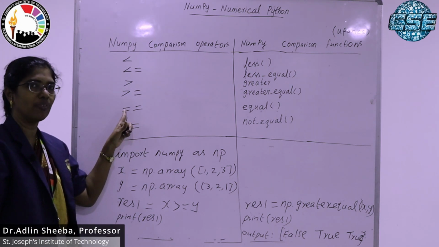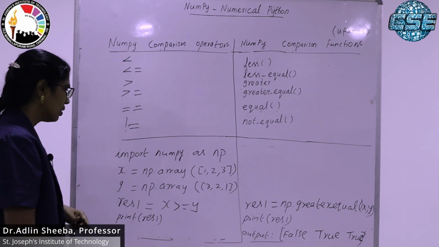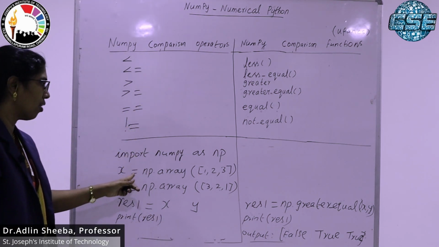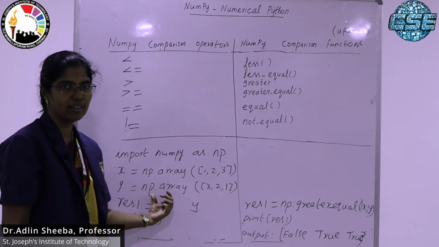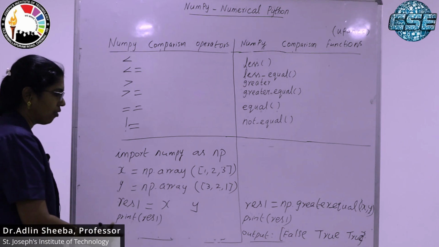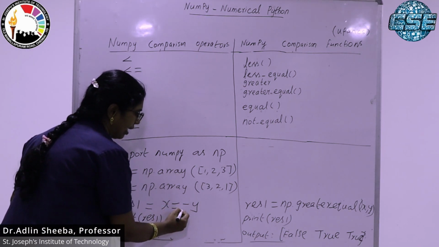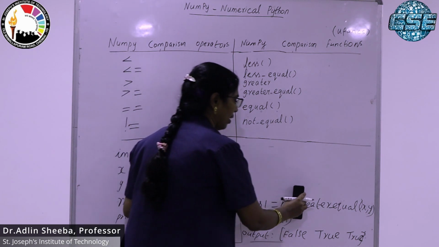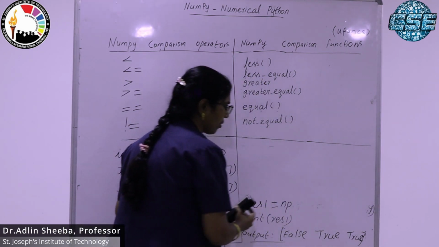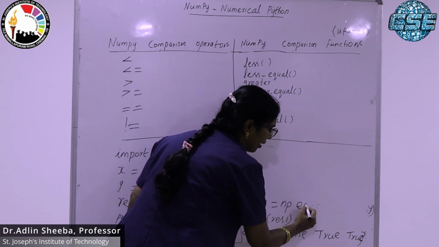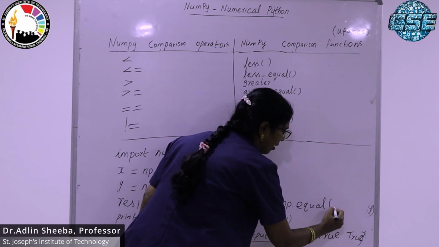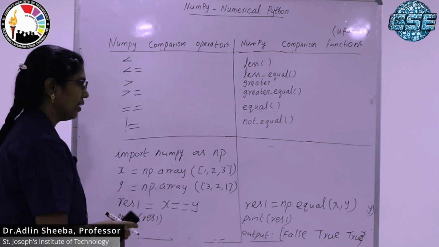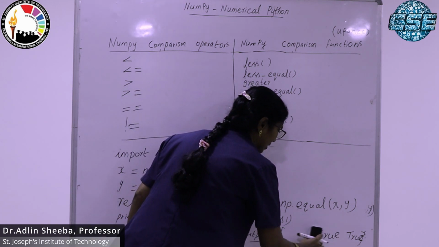The next function we have is equal. Here we have to use the double equal to symbol. Already we have the equal to symbol for assignment, so for equal we are using the double equal to symbol. For this, we have the corresponding ufunc, np.equal of x comma y. Now let us see the output.